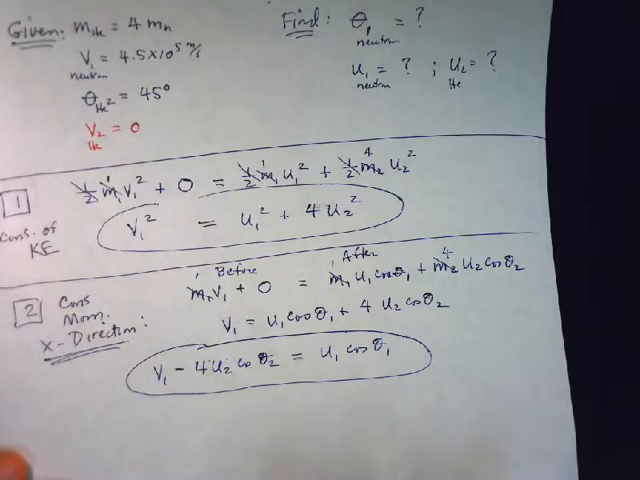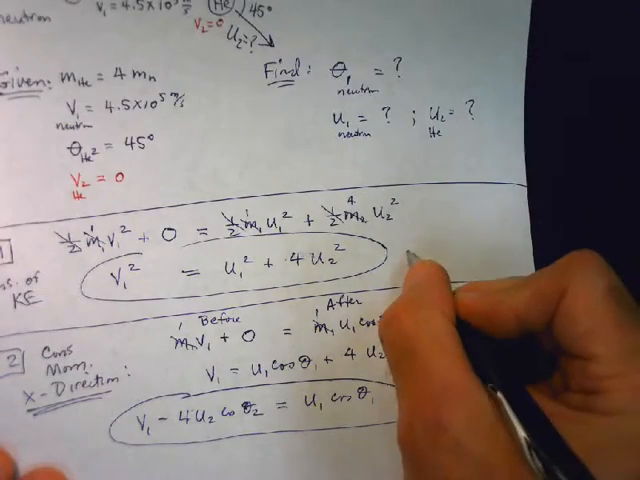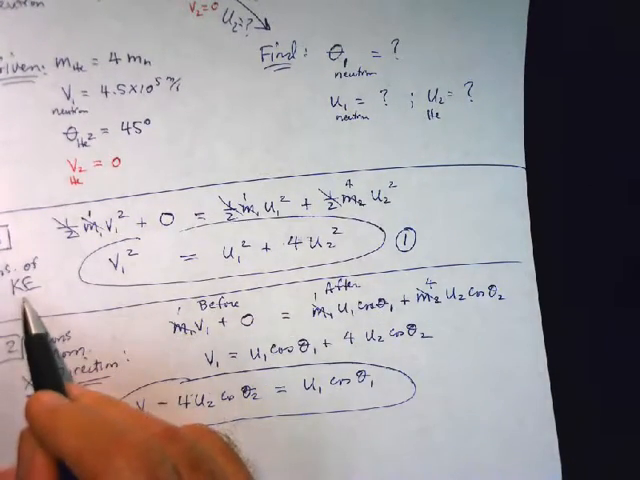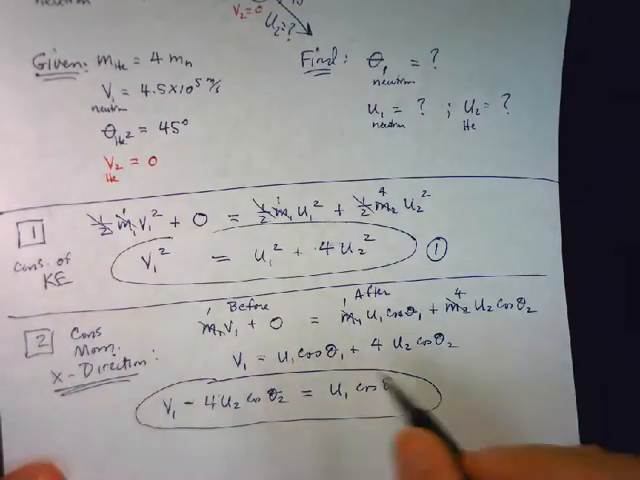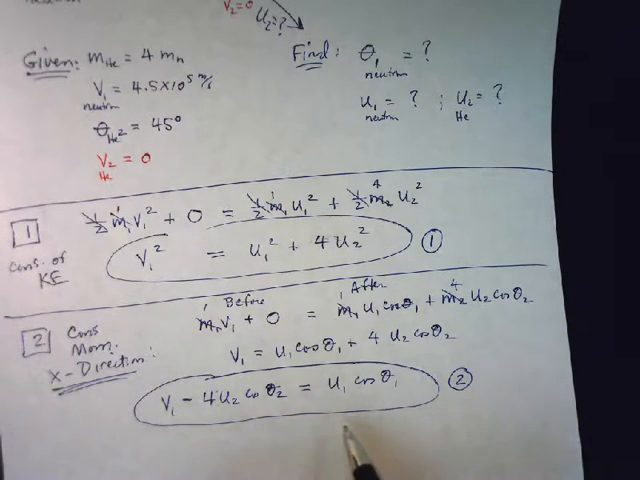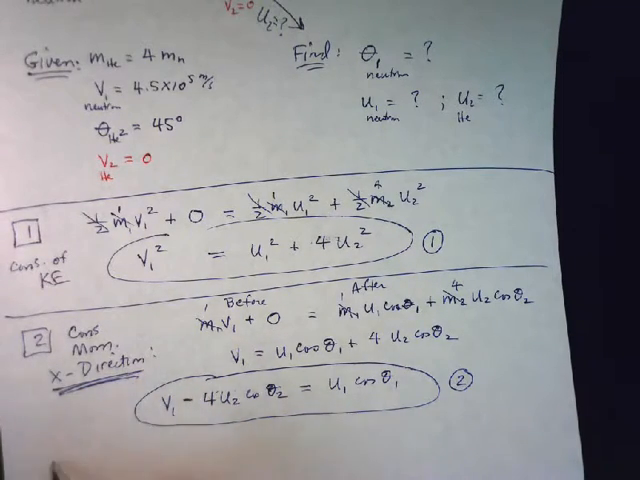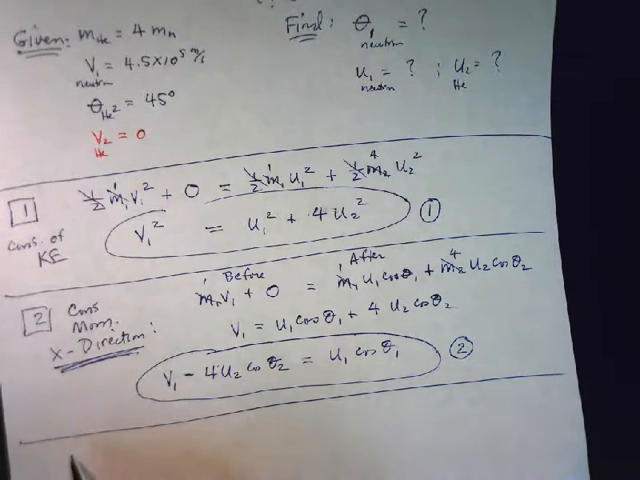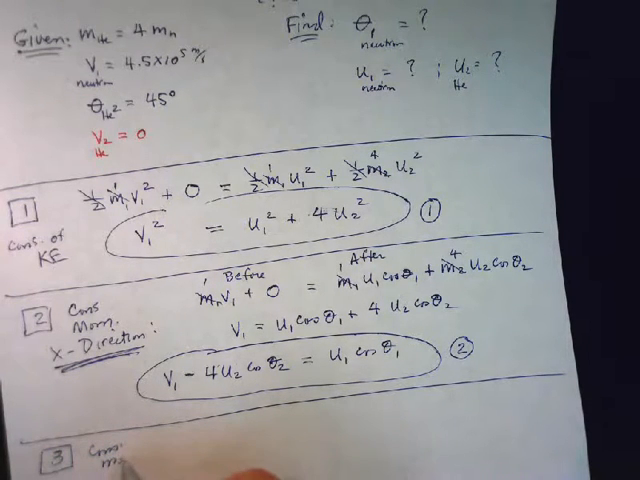So what do we have so far? We have result number 1 right here as a consequence of the conservation of energy, and we have equation 2, or result 2, as a result of the conservation of momentum in the x direction. Okay, now let's repeat the process for the y direction to get a third equation. So we'll look at the conservation of momentum in the y direction.